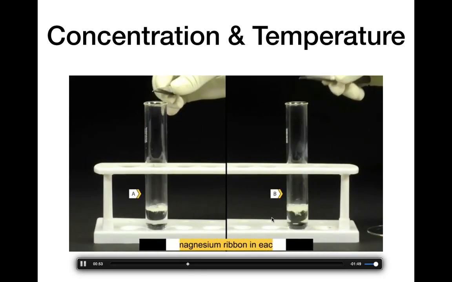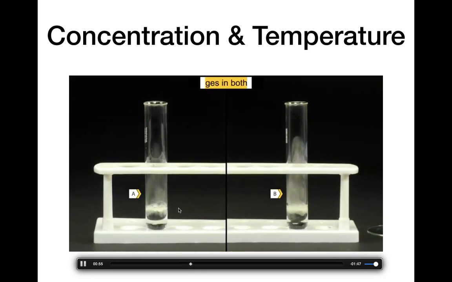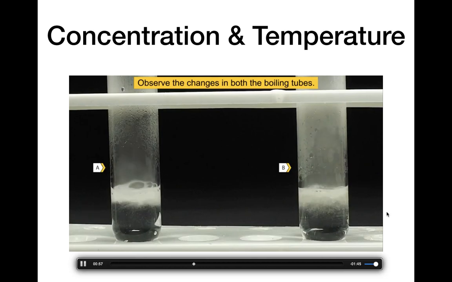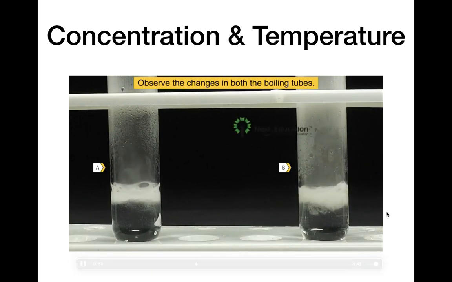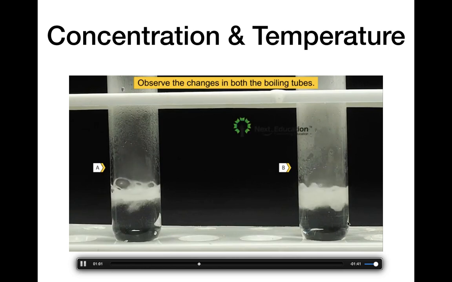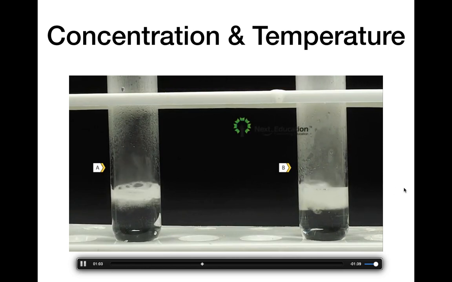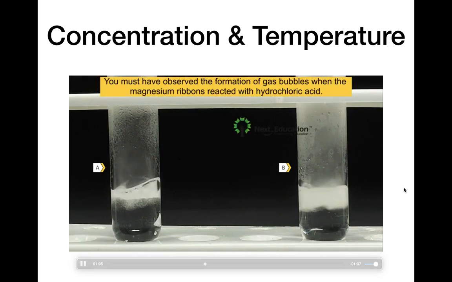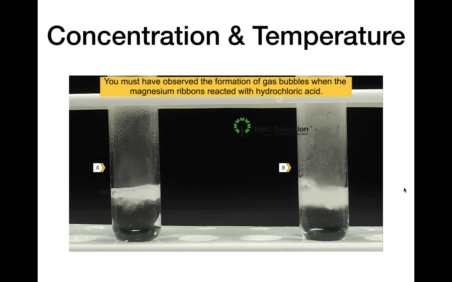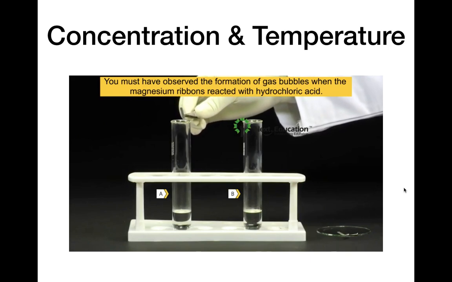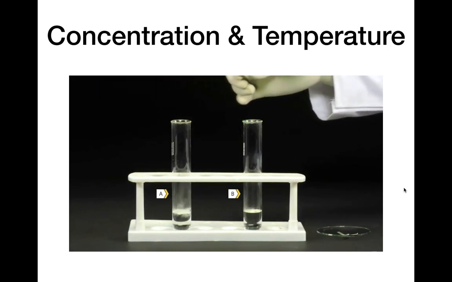So magnesium, look at the difference in the reaction here. Which reaction is happening faster? Remember, this is dilute HCl, this is concentrated HCl. And how can I tell? How could you measure the reaction rate here? What kind of setup could you use if you're actually measuring this? So the gas bubbles are the hydrogen gas being formed.